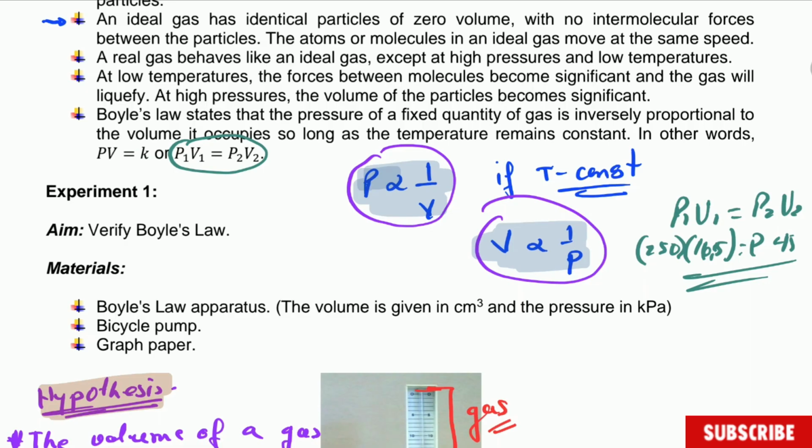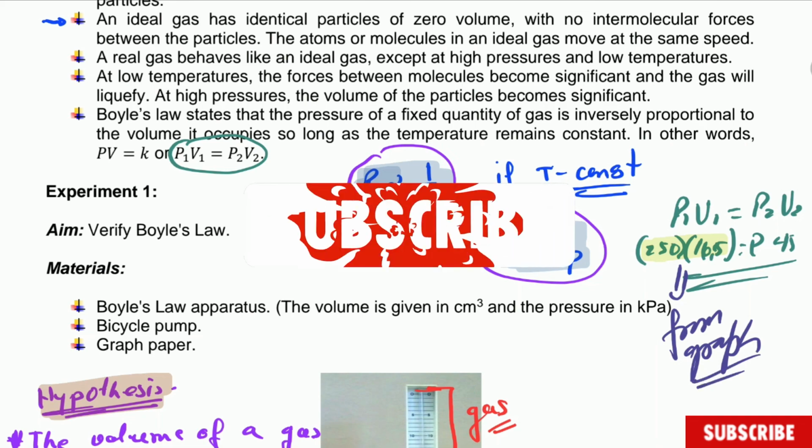Now, this is not actually the correct way of doing it. You shouldn't get these numbers from the table. You should get them from the graph. Okay, and we'll speak about that one next time.